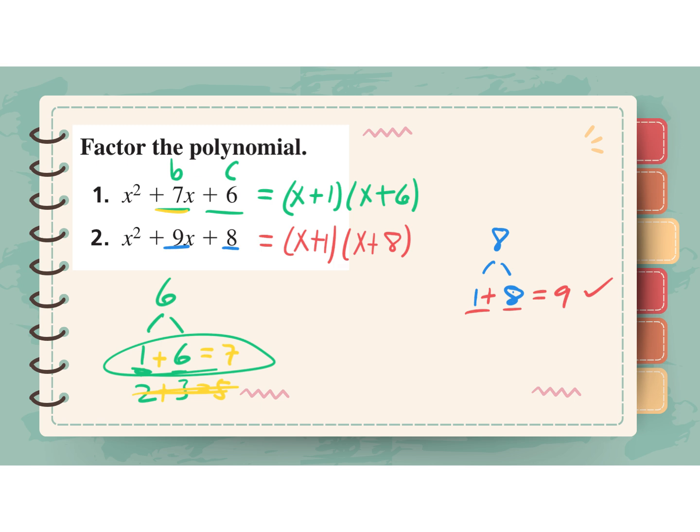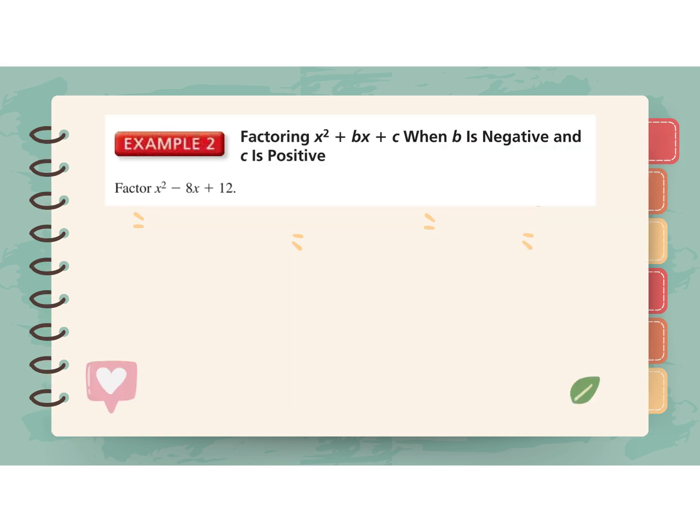And one thing to note, it doesn't matter in which order you write them. I could have written x plus 8 and x plus 1. That is completely fine, because if you were to check and if you were to FOIL it, then you would get the exact same answer. All right, so either one of these is fine, as long as you know how to get your two factors. All right, let's keep going.